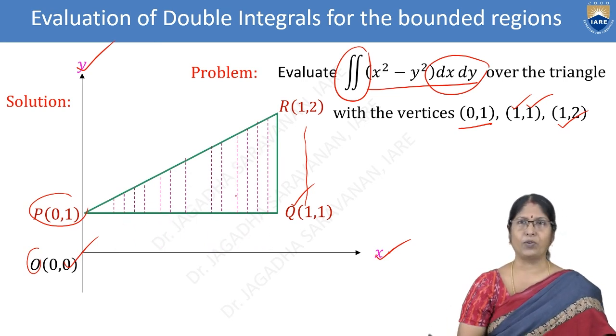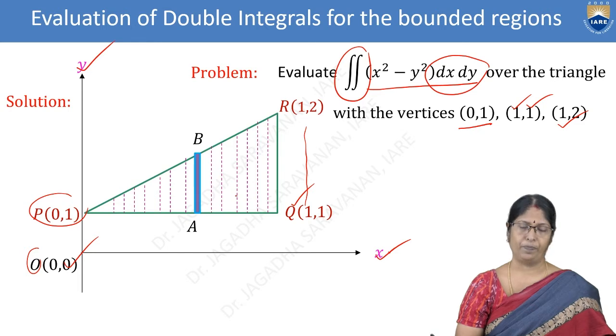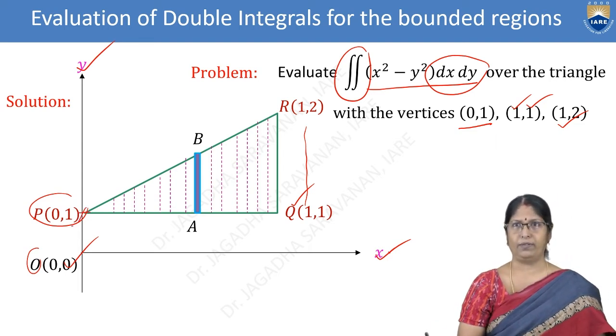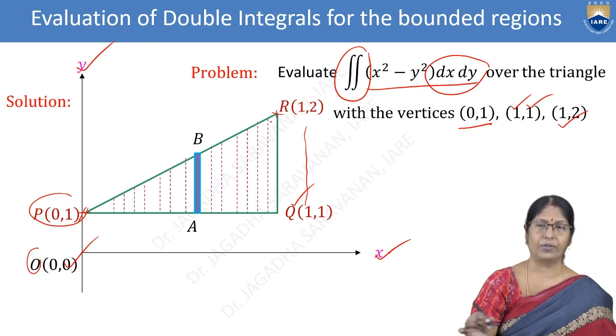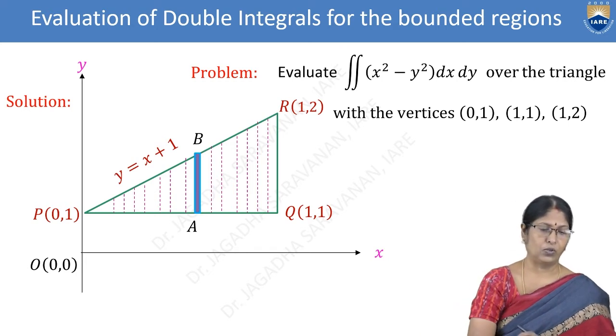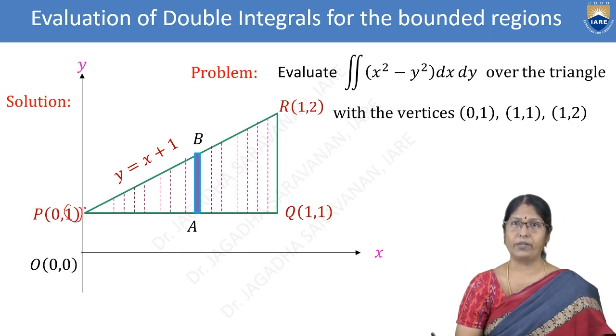To do the calculation for this area, we are going to take a vertical strip, named as A and B. If we take the vertical strip, the limits have to be found. The condition is this bounded region: we have to see the lower limit and the upper limit for the limit of y. So the lower one is 1, where it starts. That is for the y limit I'm telling.